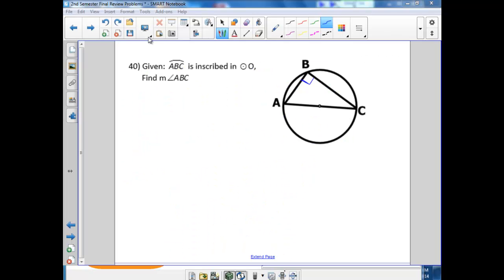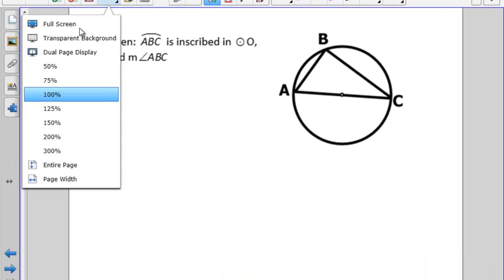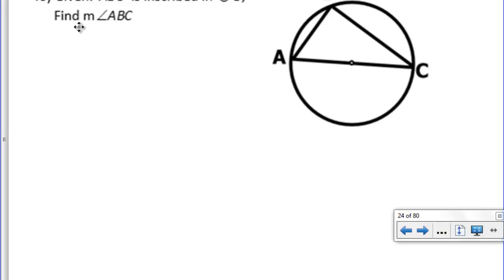All right, so because this triangle is inscribed in a circle and one side of the triangle is the diameter, I know that this is a right triangle. So therefore the measurement of angle ABC is 90 degrees and we are done.